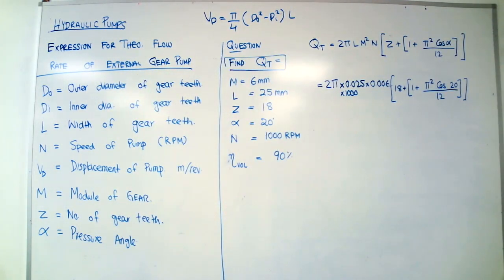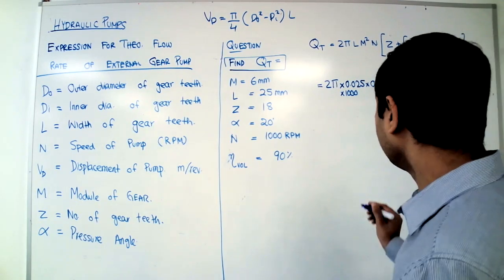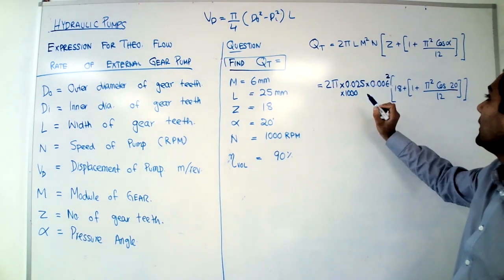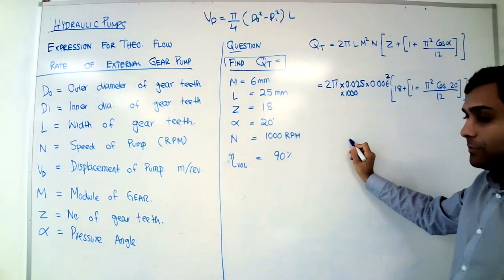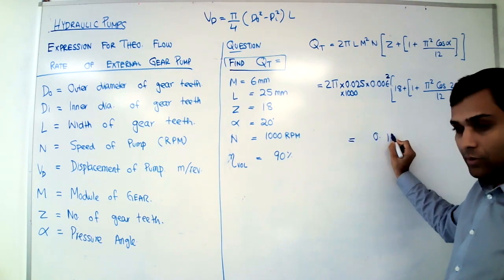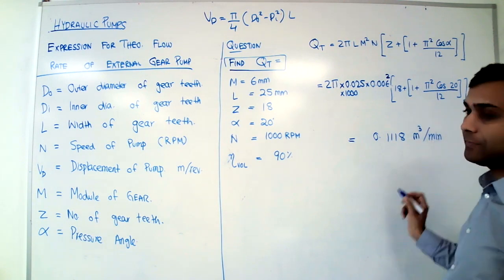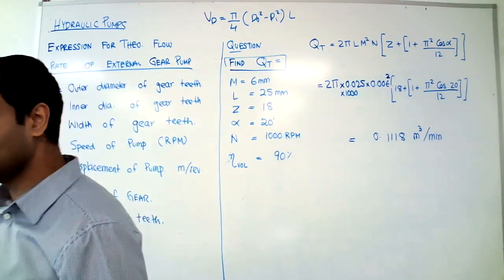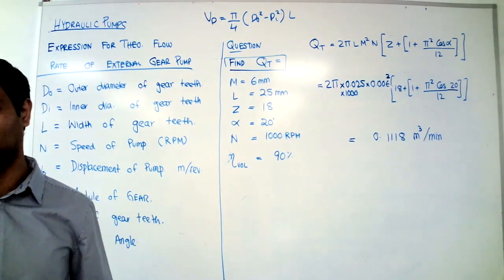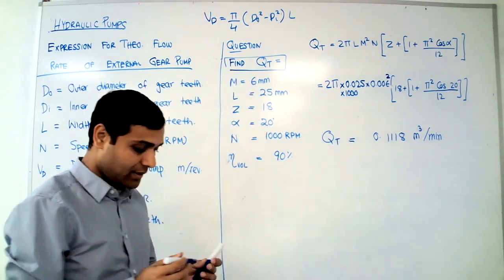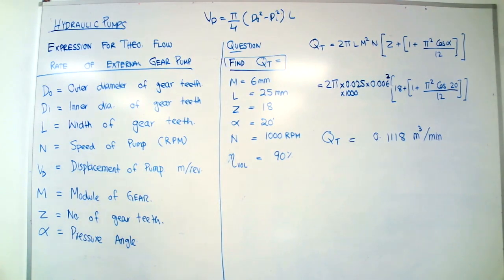Okay, so there was a square here as well. So 0.006 squared because that was the thing. And this n is here. When you put that in the calculator, you will get 0.1118 meters cubed per minute. Make sure you use at least 4 decimal places in this case, because obviously there are 1000 liters in a meter cube. Okay, that's it for today.